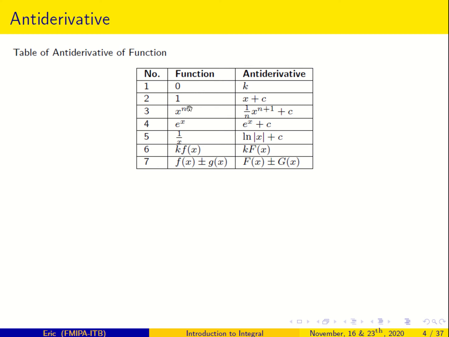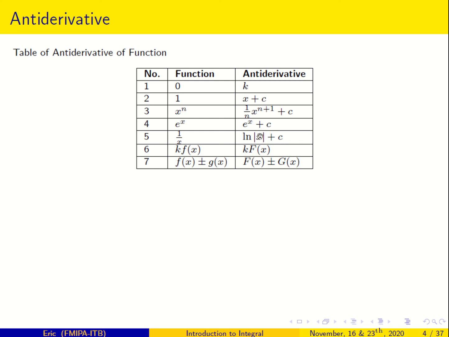What about the antiderivative of x to the n? This should be 1 over n plus 1 times x to the power of n plus 1, plus c. Why c? Because the derivative of c is 0 and the derivative of the rest is x to the n. For e to the x, it is the same. For 1 over x, the antiderivative is the natural logarithm of the absolute value of x plus c.